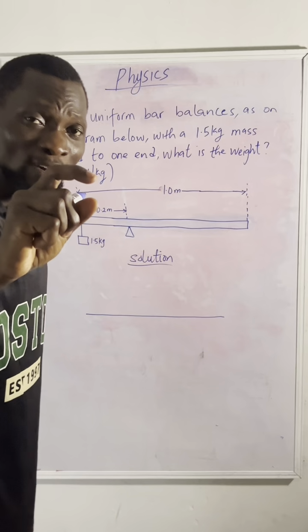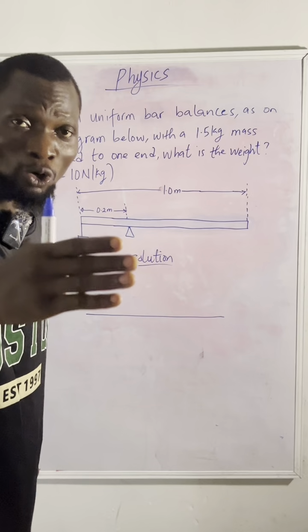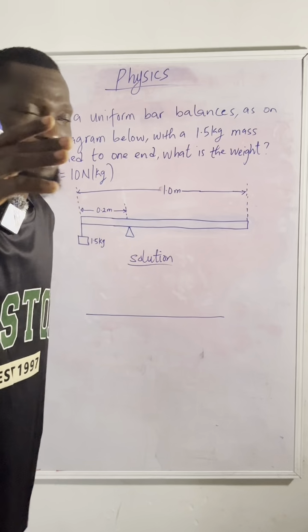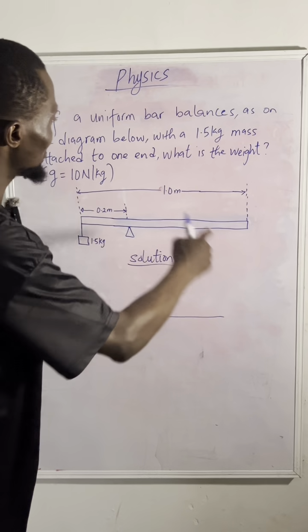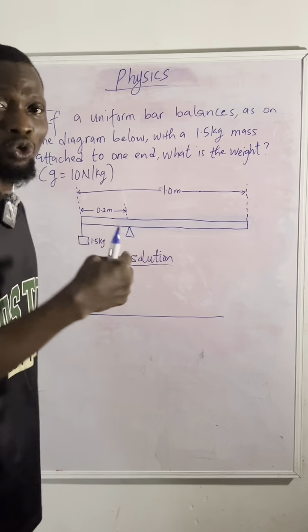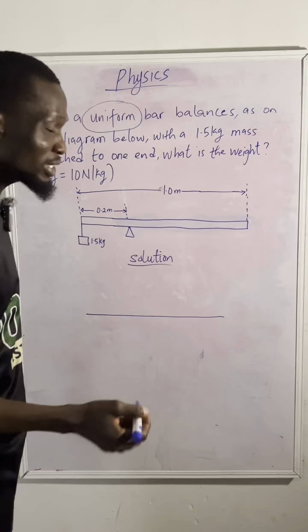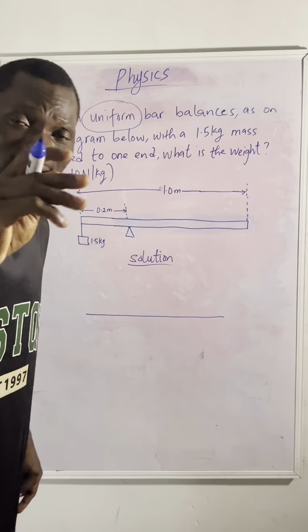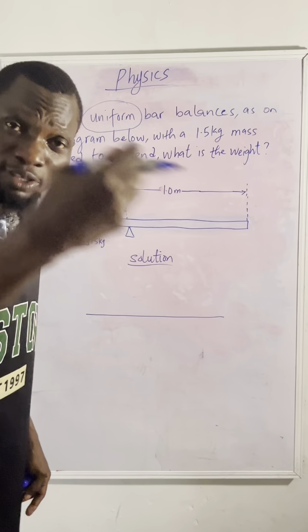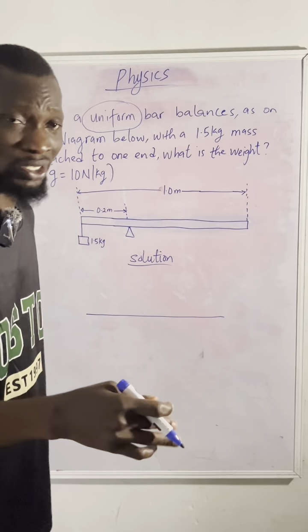Now, anytime a question says uniform, we already said it before, that it means that the weight of that object is going to be exactly at the center of the object. So here now, the question is asking us to find the weight of the bar, and the question says a uniform bar. So the moment you see this uniform, you know that where you are going to put the weight of the bar is at the center. If you are given the weight, put it at the center. If you are asked to find the weight, also put it at the center.